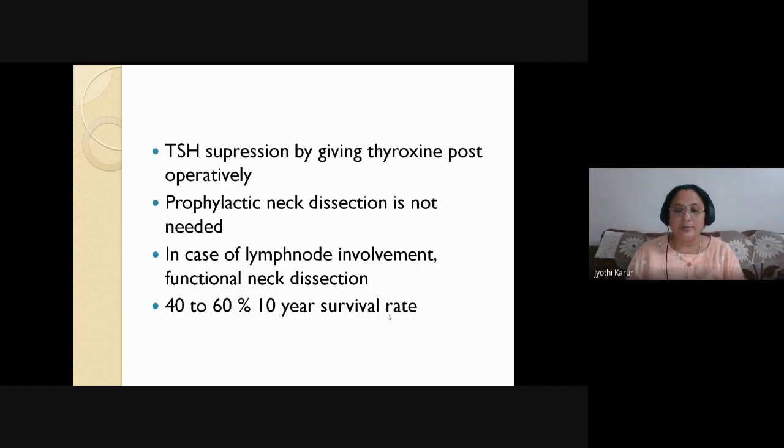After thyroidectomy, you have to do something called TSH suppression. I already told you thyroid is a hormone dependent tumor. The higher the levels of TSH, the higher is the risk of recurrence. So you have to suppress the TSH. What suppresses TSH? It is thyroxine. So when you give thyroxine to the patient in the postoperative period, you are suppressing the TSH secretion so that the chance of recurrence is very minimal.